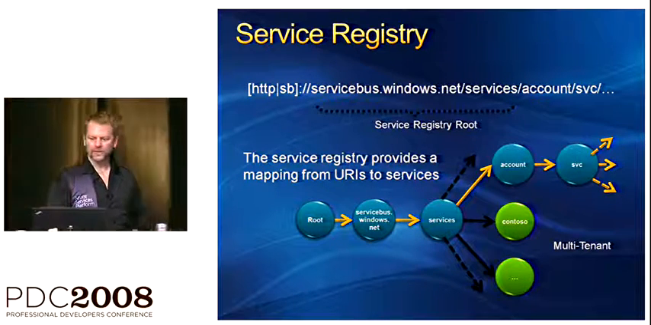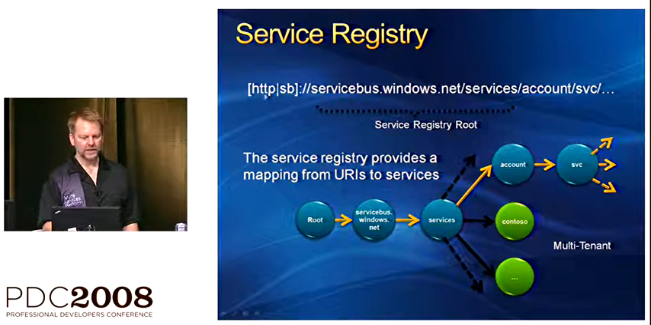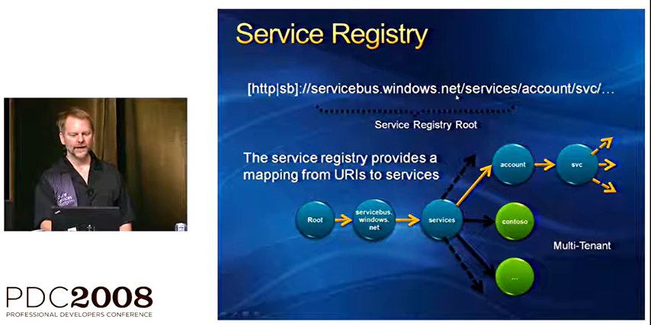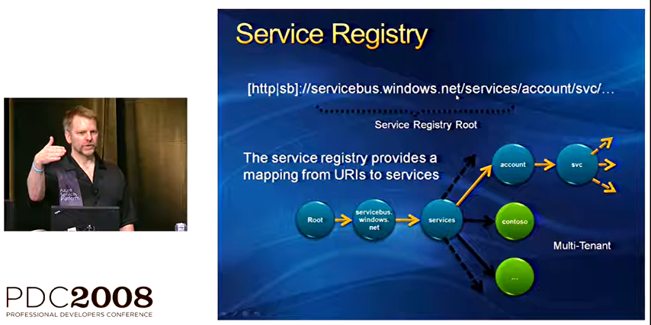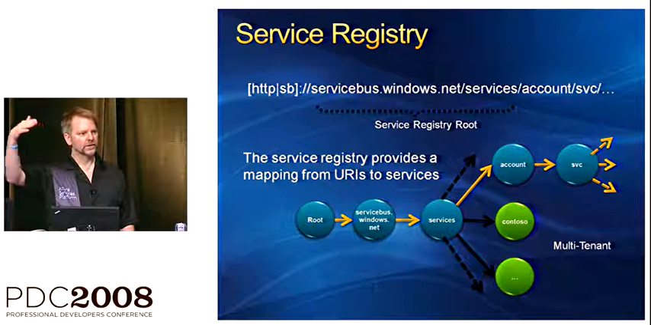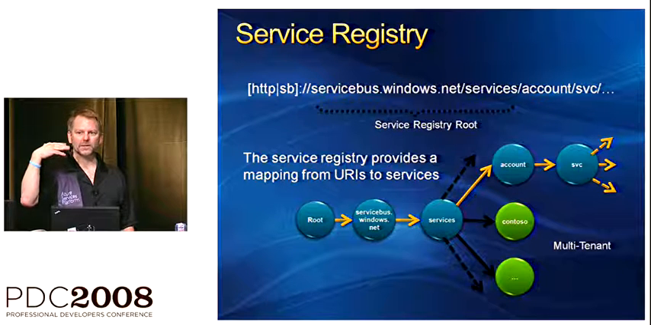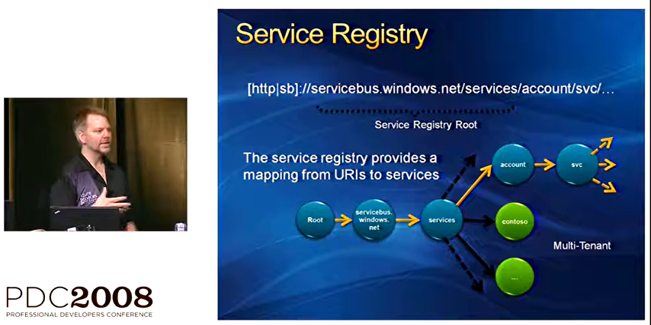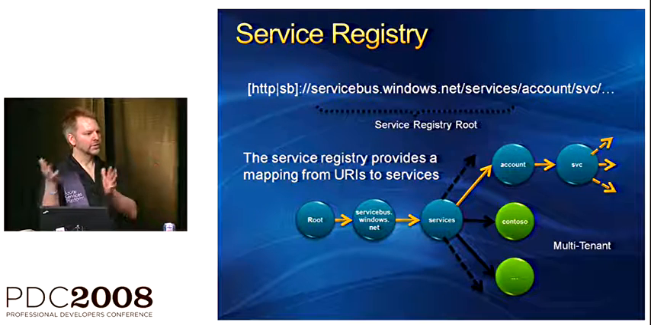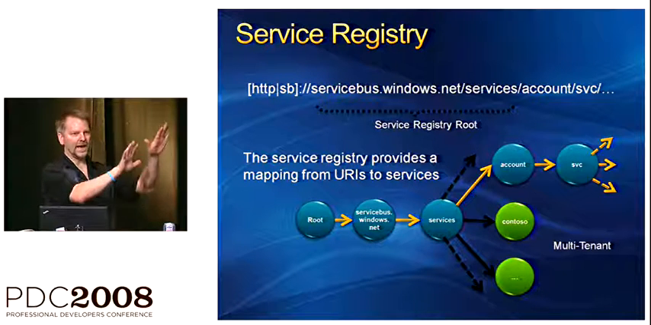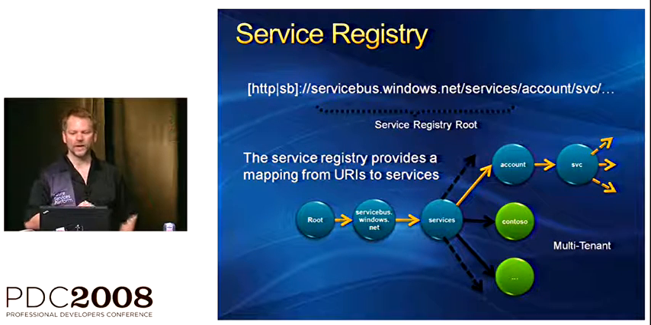So the URL that you see above, this either an HTTP or an SB, which stands for service bus, //servicebus.windows.net, serves as the root for this registry. Services can then be attached to the various accounts under those things, and now we can send messages to those services. The service registry provides this mapping from these URIs so that we can find the services, and this is fully multi-tenant. Lots of people can have different accounts and provide this routing capability.